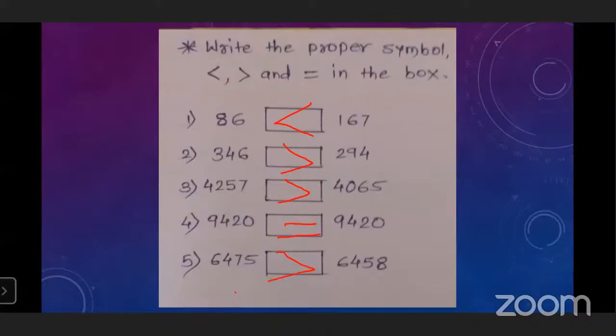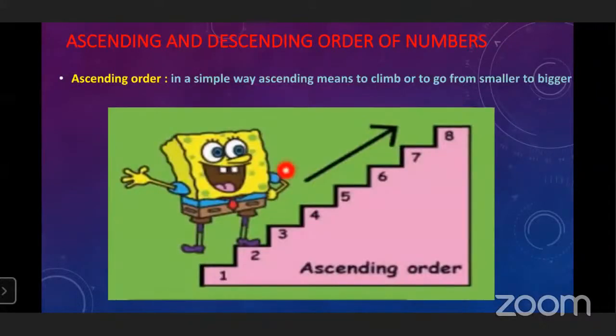Yes, very good. Now, next one is the ascending and descending order. What is the ascending order and what is the descending order? First of all, we are going to learn the ascending order. The ascending order means what? Observe this picture. Ascending order means what? In a simple way, we can say that ascending means to climb. Ascending means to climb or go from smaller to bigger. To go from smaller to bigger.